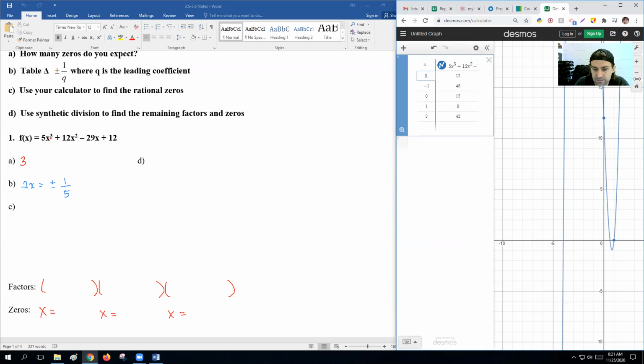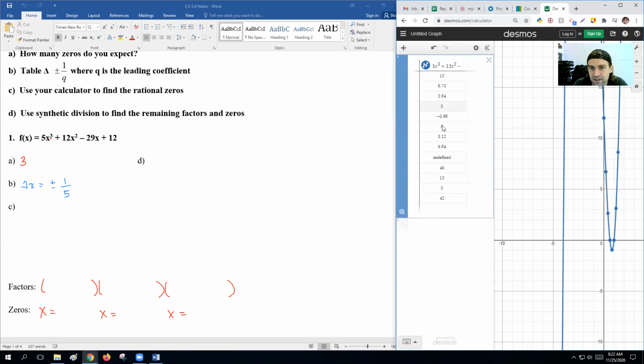So we do 0, and 0.2, and 0.4, and 0.6, and 0.8, and then 1, and 1.2, and then 1.4. And we'd keep making these tables, and we'd be looking for numbers here that equal 0. These are called our rational zeros.